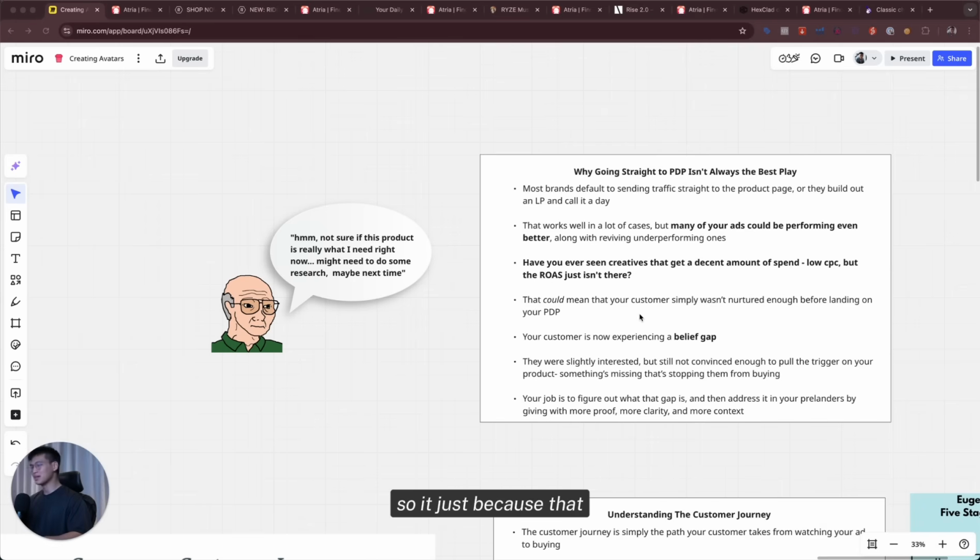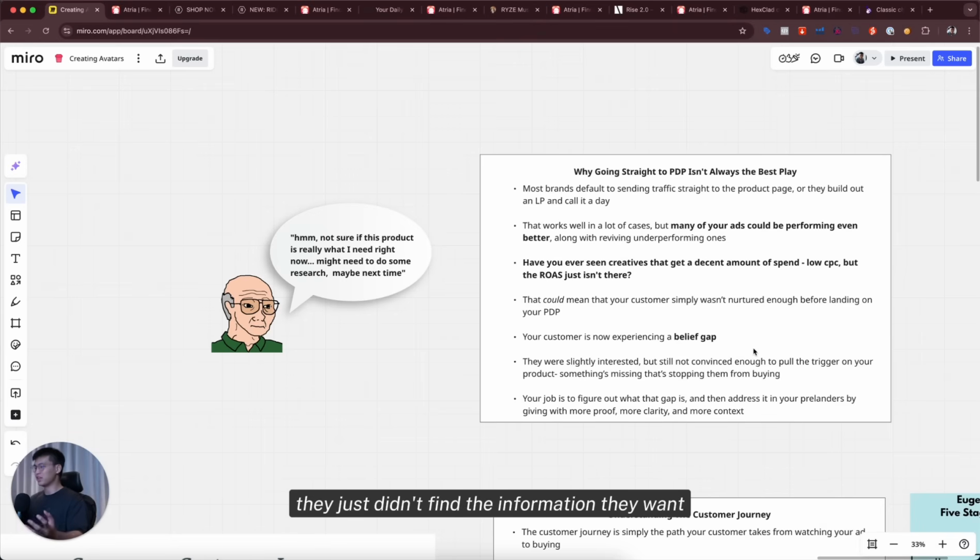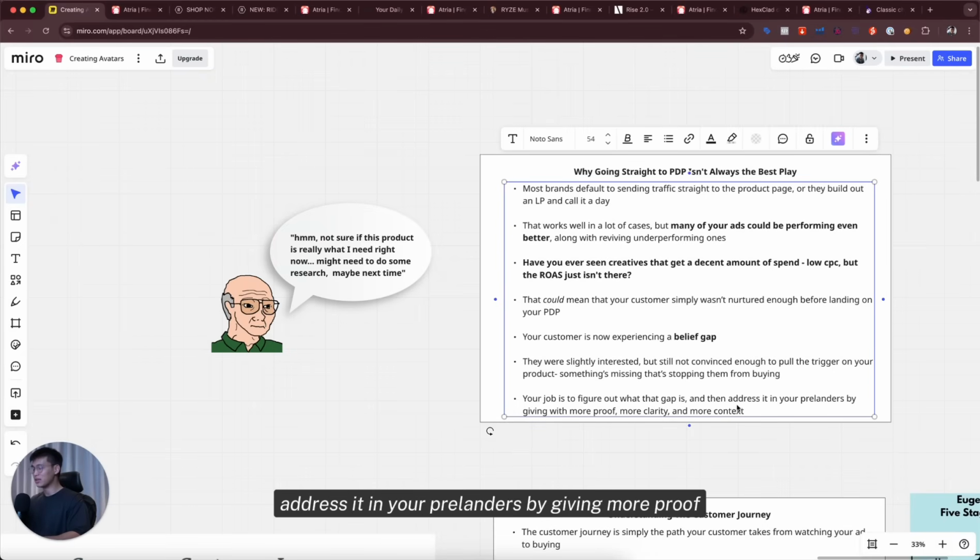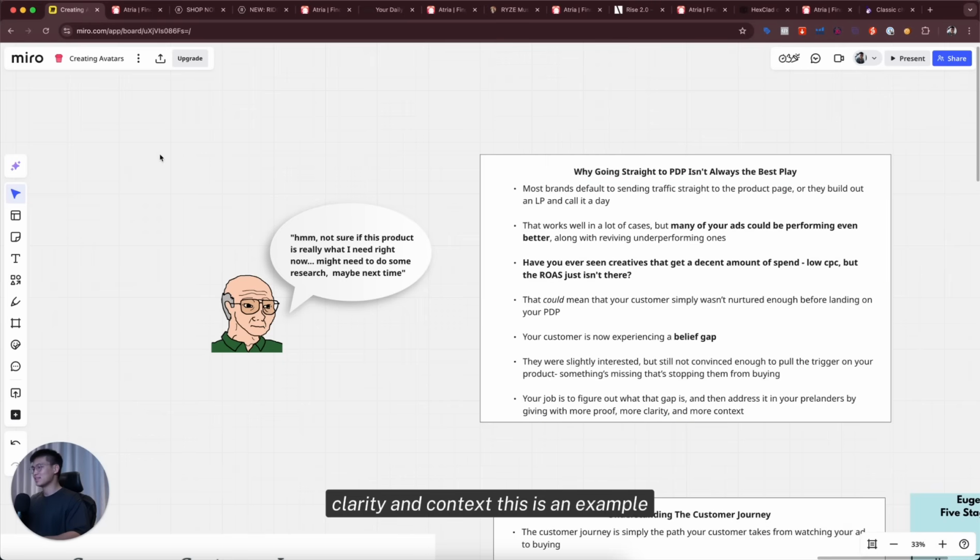So it's just because your customer wasn't nurtured enough before landing on your product page. They need more information before they purchase. So that is what we call a belief gap. They were slightly interested, but when they went on the site, they just didn't find the information they wanted. They clicked off, forgot about you already. Right? You wasted the attention. Your job is to figure out what their gap is, address it in your Prelanders by giving more proof, clarity, and context.